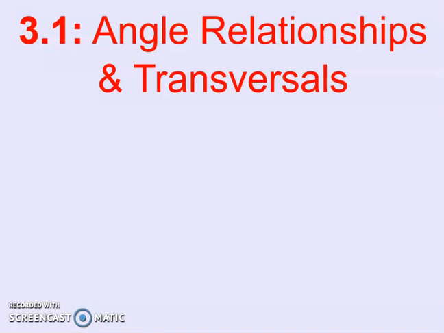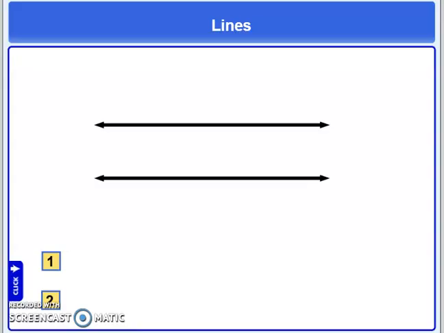All right, welcome back. So today we are going to be starting chapter 3 in our Big Ideas Blue math book. And in section 3.1, we're going to be talking about angle relationships and what we call transversals. So let's just start out with some key terms here.